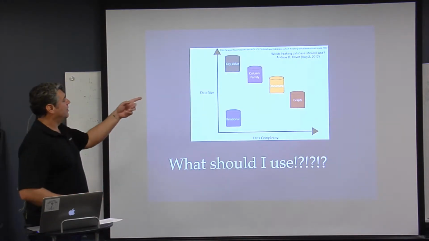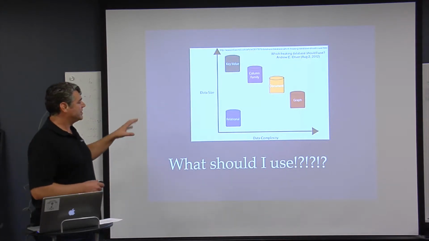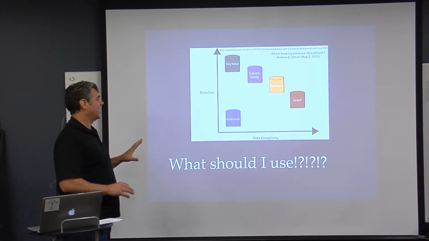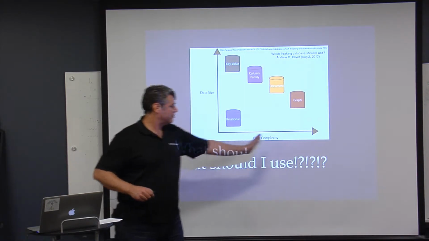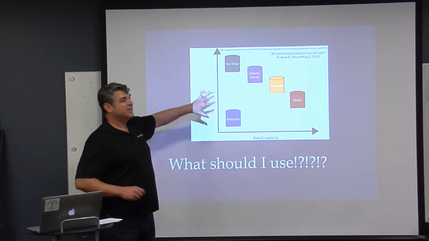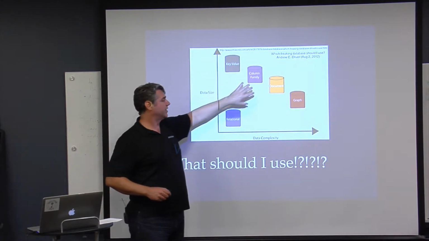So I stole this from Andrew C. Oliver. It's an old graphic, it's from 2012, but it's a really simple way of looking at it. It's basically, as you get more complex data and you get bigger data, these are kind of where you should be looking. Of course, we don't have column family anymore, really.